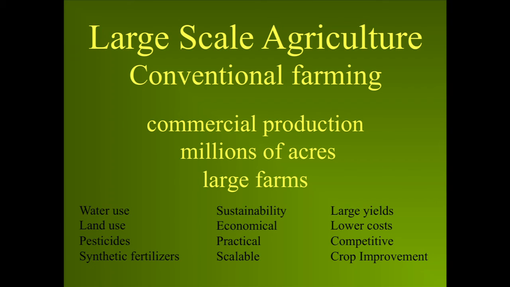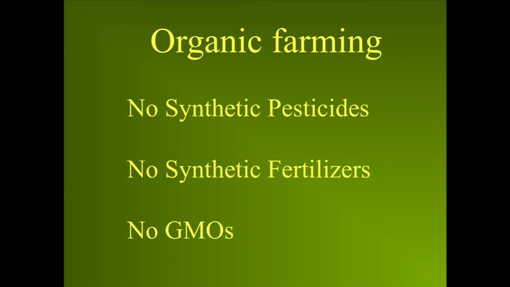Corn is still subsidized. However, large-scale agriculture is also practical. We can do it. We know how to do it better than any country in the whole world. And it's scalable. You want to make more of it? We can make more of it. We have large yields, low cost. It's competitive. So new varieties are continuously produced and improved. Organic farming? What is organic farming? Well, actually, there are three rules. No synthetic pesticides, no synthetic fertilizer, and no GMOs. I'll get into this and analyze this in a second part of the lecture tonight.